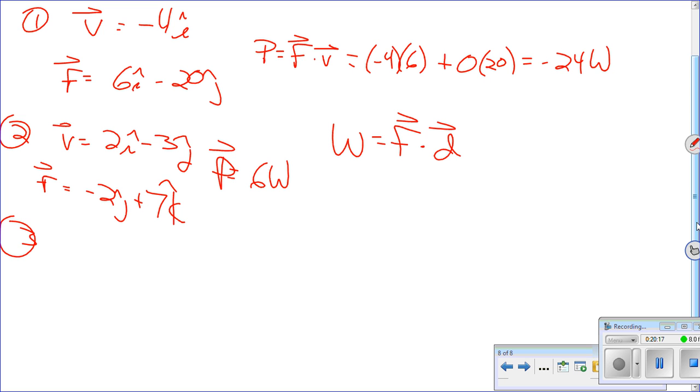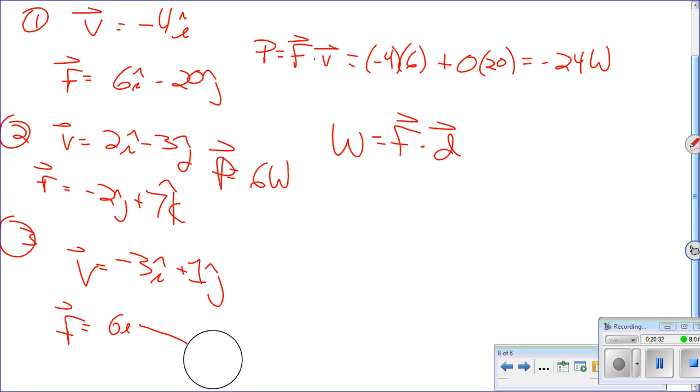Let's see, number 3, the velocity is negative 3I plus 1J. I added in the 1 on my own. And then the force is 2I plus 6J. All right, so what's my dot product going to be there? We're going to have negative 6 plus 6, so 0, right?